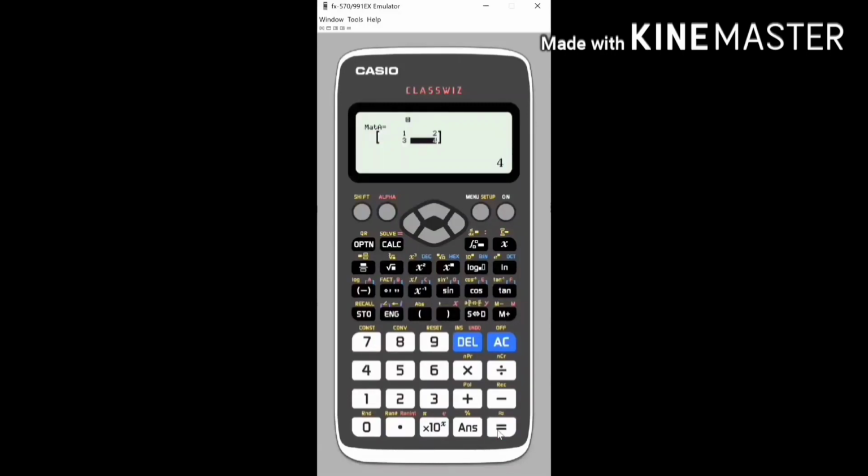You have to now define your matrix B. Go to option. Press 1 to define matrix. Since matrix B is on number 2, press 2. And how many rows do we have? 2. Columns, 2. Elements: 1 equals, minus 2 equals, 3 equals, and last element minus 4 equals.